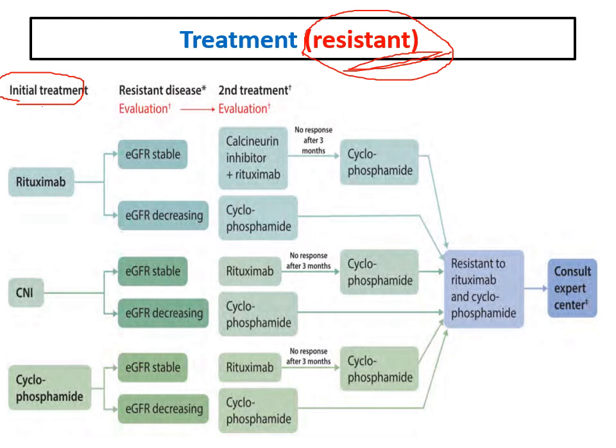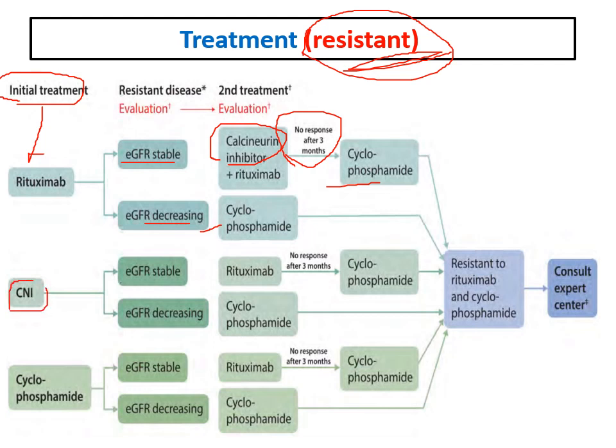If they had initial treatment with rituximab and then have resistant disease, I should look at the GFR. If the GFR is stable, I can add CNI to rituximab. But if there is decreasing GFR, I should use cyclophosphamide. And if I am using combined therapy, CNI and rituximab, with no response after 3 months, then I can use cyclophosphamide.